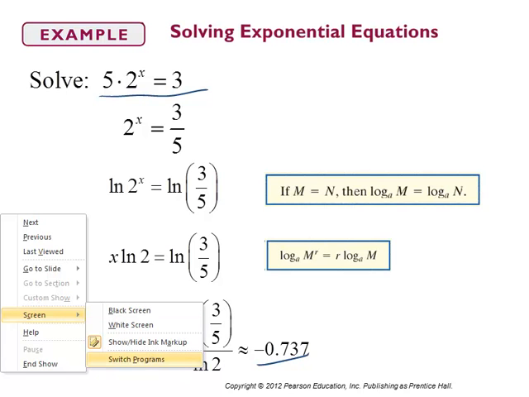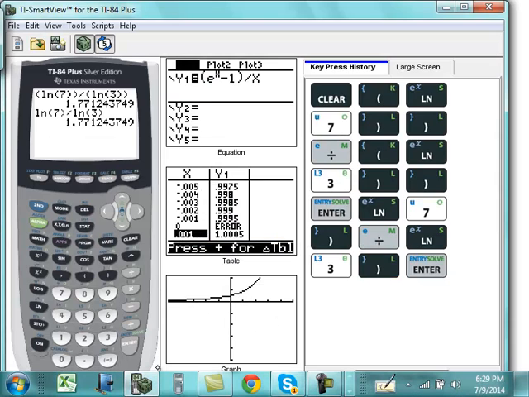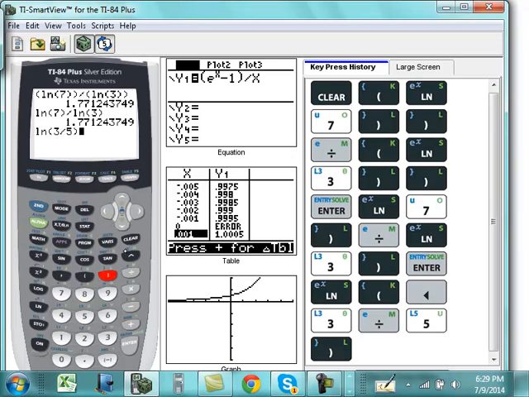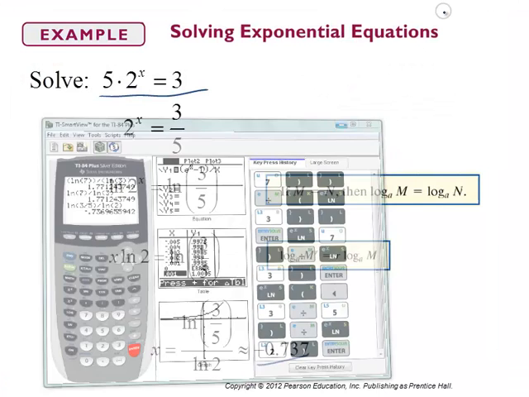So we have natural log of 3/5, close parentheses, divided by natural log of 2. Okay. Any questions on this problem?